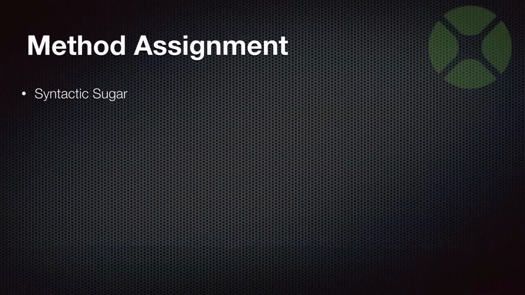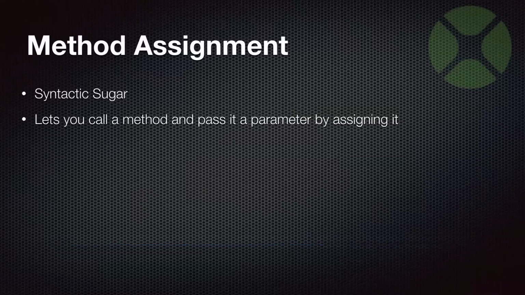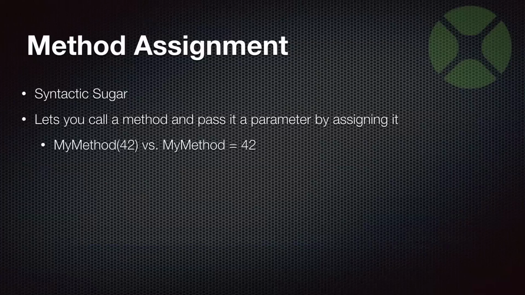Method assignment is another piece of syntactic sugar. And this lets you call a method and you pass it a parameter by assigning the parameter to the method rather than passing it in the parameter list. And you can see the first thing here, like my method with 42 passed in as a parameter, that would be normally how you would call something. But if you set up your method using method assignment, you could actually call it using my method equals 42.